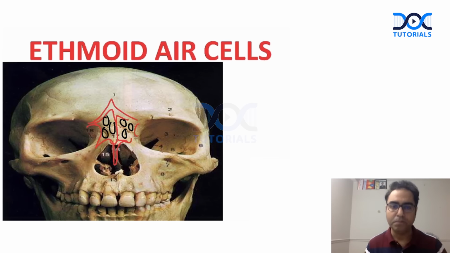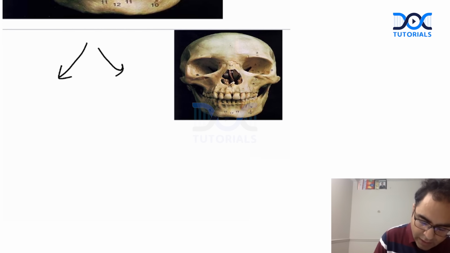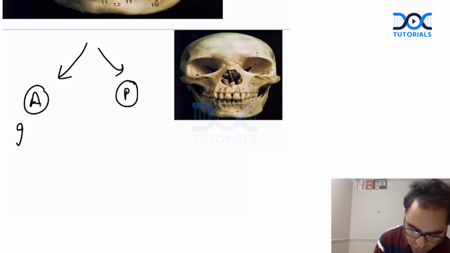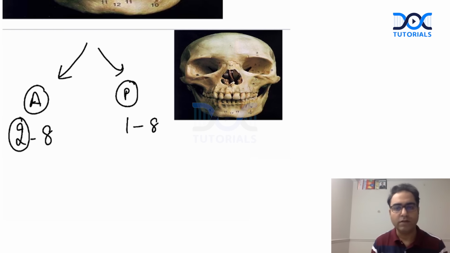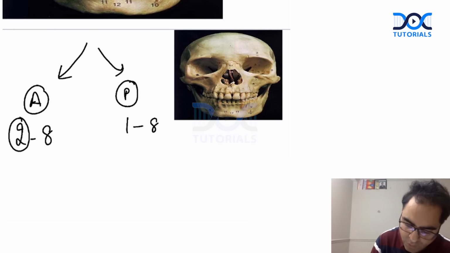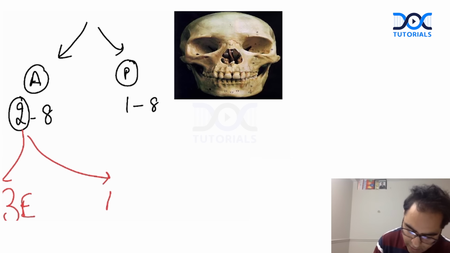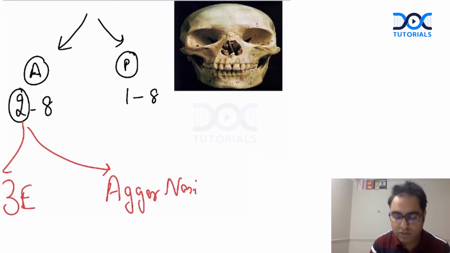Now let us see ethmoid air cells. Ethmoid air cells have two groups, anterior and posterior. Anterior ethmoid air cells are 2 to 8 in number. Posterior are 1 to 8 in number. These two anterior ethmoid air cells are constant cells. Let us give names to them. The names of the two constant anterior ethmoid air cells are the bulla ethmoidalis and agger nasi. Bulla ethmoidalis, which is there in everyone.